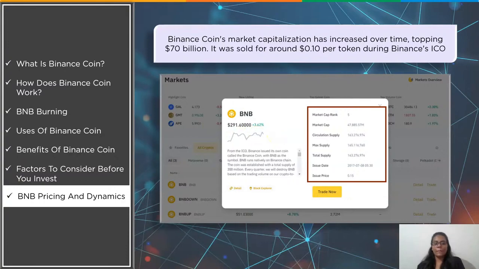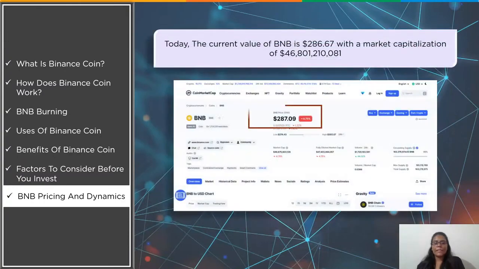Today, the current value of BNB is $286.67 with a market capitalization of $46,801,210,081. BNB has seen a tremendous increase in value since its ICO, reaching a high of more than $600 per coin at one time. Is it wise to invest in Binance Coin? Well, if purchased, joined, and sold at the right times, it's conceivable, and its past price growth resulted in profit. However, only time can tell where the price of BNB will go in the future.